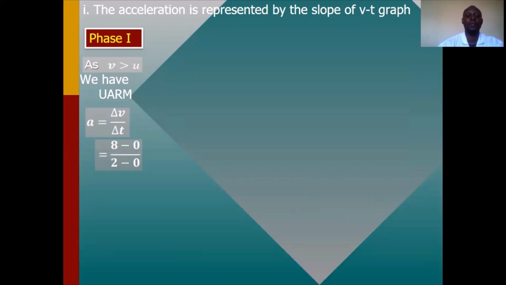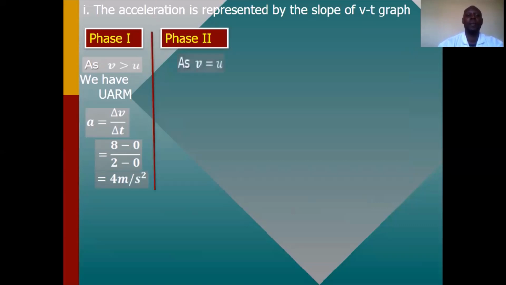So we will have 8 minus 0 divided by 2 minus 0. It is 4 meters per second squared. For the second phase, the final speed is equal to the initial speed, which means we have uniform rectilinear motion. And the slope is calculated as the vertical change divided by the horizontal change.